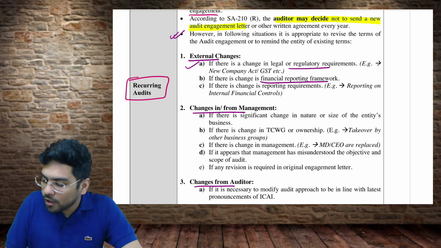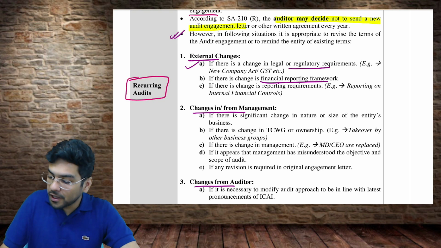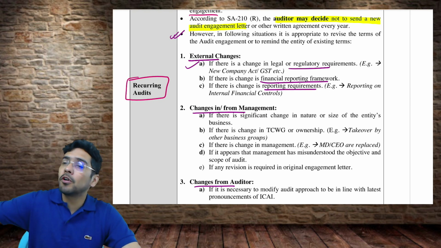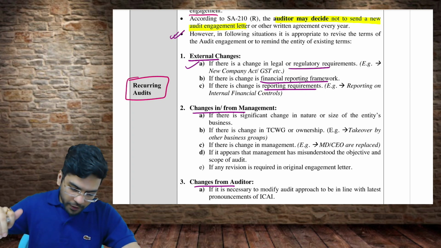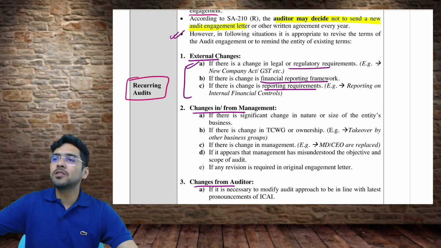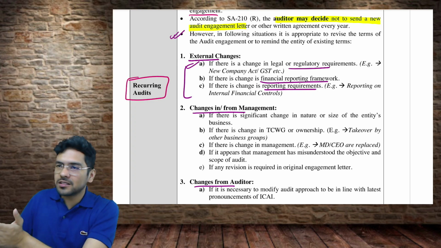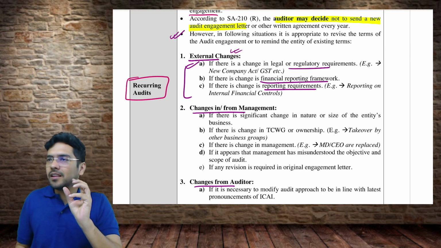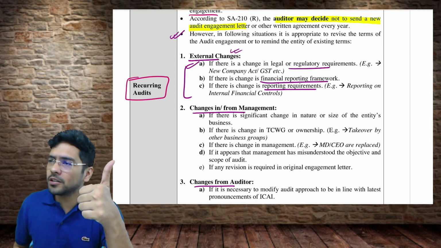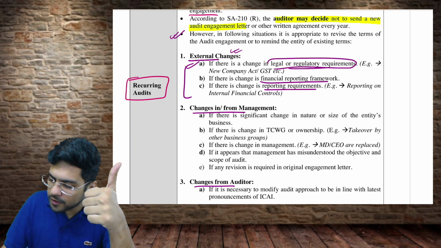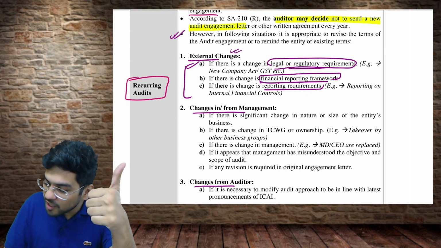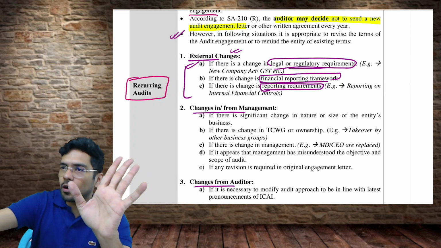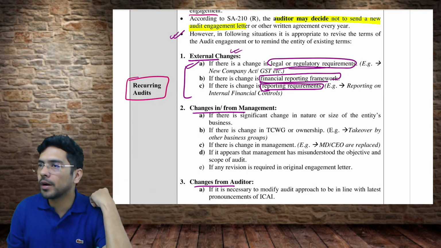Then if there is a change in the financial reporting framework, or a change in a particular reporting requirement, let's say this company now comes under the purview of reporting for internal financial controls. These are changes which are not in the hands of management, neither in the hands of the auditor. So we call them external changes. You don't have to mention this heading in the exam, it is only for your understanding. So there is a change in legal or regulatory requirements, a change in FRF, and a change in reporting requirements. Let's say CARO 2020 is applicable now, so there is a change in reporting requirement. Are you all okay with this?